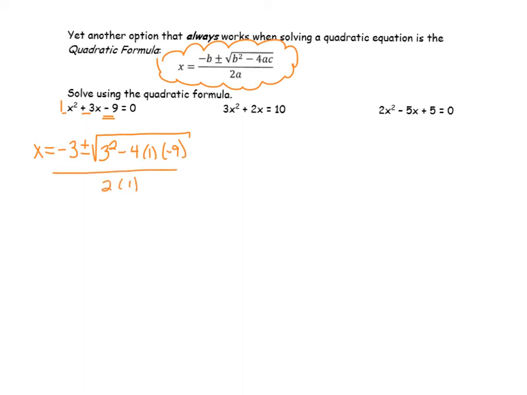As we simplify, work inside out with your square root. Negative 3 plus or minus. Now watch this. On the inside, 3 squared is 9. But then if you have minus 4 times 1 times negative 9, this double negative would actually change to positive. There we go. And then you have 4 times 1 times 9, which is 36. All over 2 times 1, which is 2. Now 9 plus 36 is going to be 45.